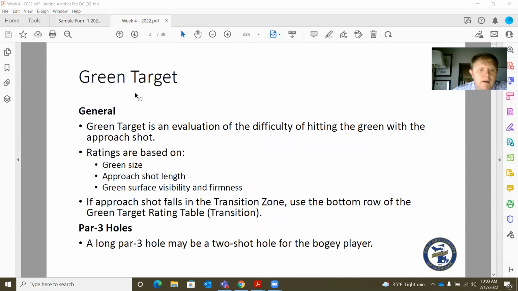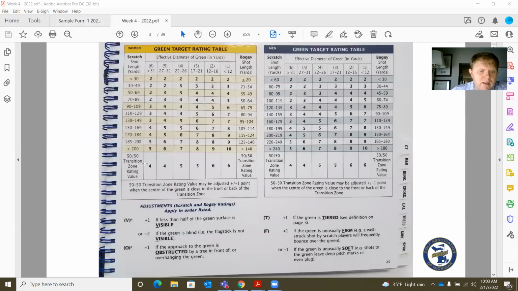So as we talked about, generally the green target is evaluating how difficult it is to hit the green. There are a lot of things that we look at: how big is the green, how far the shot is, if we can see it, if the green is firm. And then we talked briefly about this concept of a transition zone. In our table here, you'll see at the bottom, there is a 50-50 transition zone rating value. And we're not going to get into that concept quite yet because it's fairly complicated.